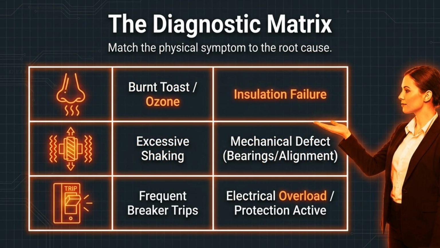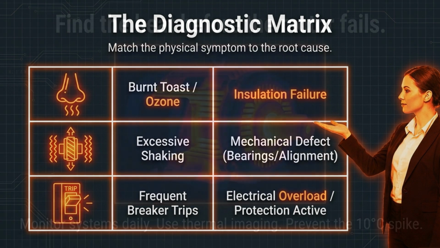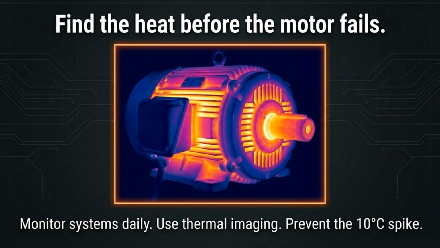The diagnostic matrix helps match symptoms to root causes. Symptoms like a burnt toast smell suggest insulation failure. Excessive shaking points to mechanical defects, and frequent breaker trips indicate electrical overload. The key is to find the heat before the motor fails. Monitor systems daily. Use thermal imaging and prevent that critical 10 degrees Celsius spike to extend motor life.